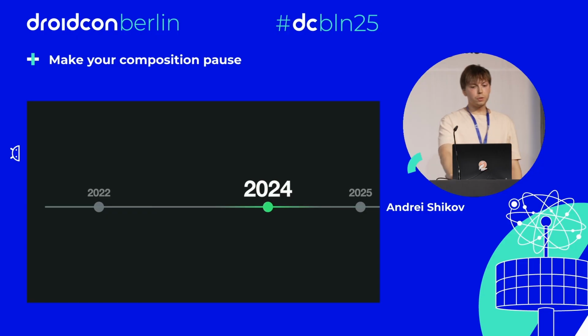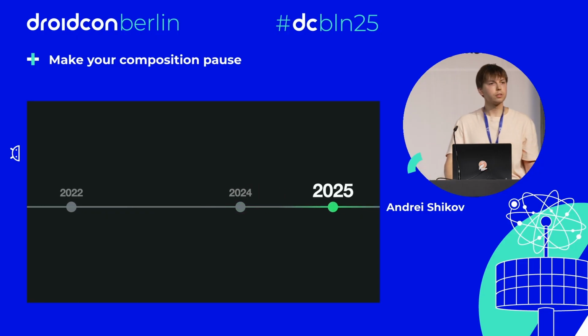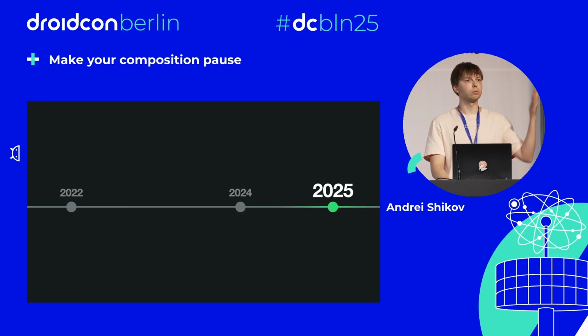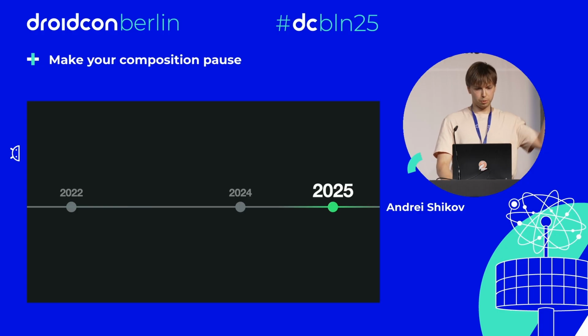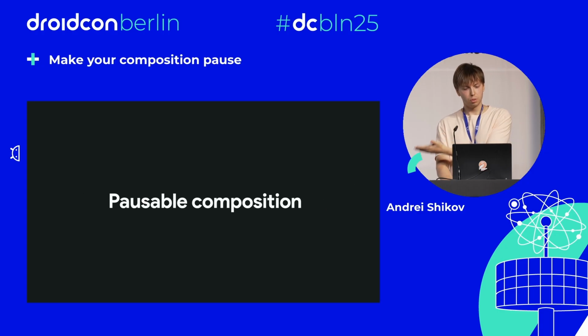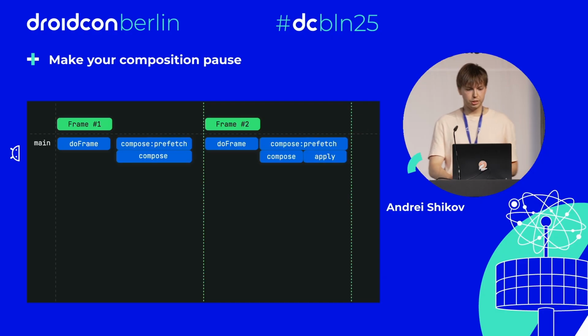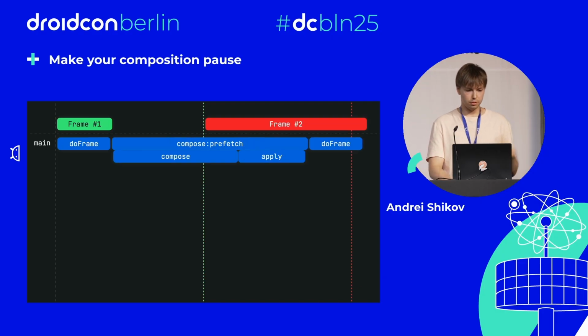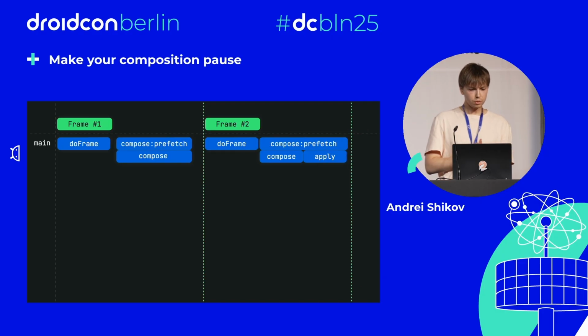All right, and this brings us to the feature that we have in the runtime that allows us to leverage this pausable property of the composition to pause composition. We call it pausable composition, and the idea here is that instead of doing this, we do something like this. We split the compose part of the composition, and we try to fit it between the frames in the lazy layout prefetch in the first place, but it can be used in other places as well.